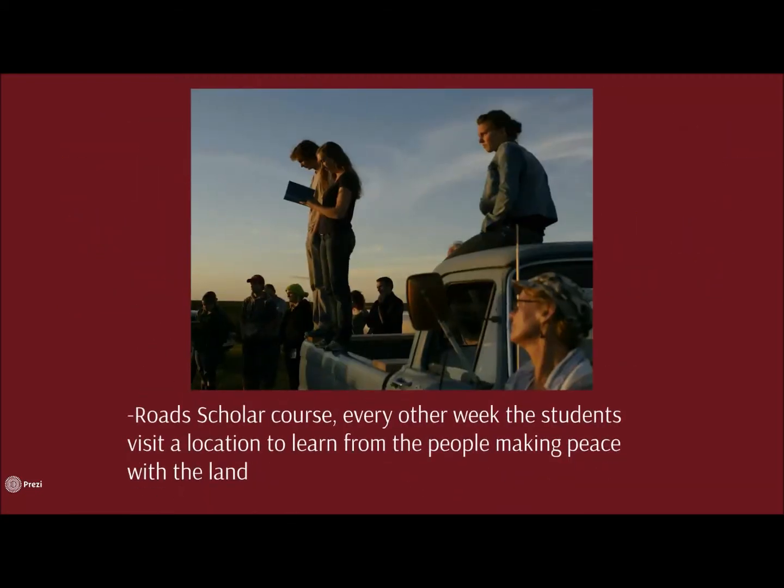This year, part of the course has been a Rhodes Scholar course. So every other week, the students are outside of the classroom and learning from people who are making peace with the land themselves. So quite a few of the field trips have been to farms. They've gone to see Naomi Klein speak on her book and new movie, This Changes Everything, on climate change. And they'll also be visiting us. So exciting.